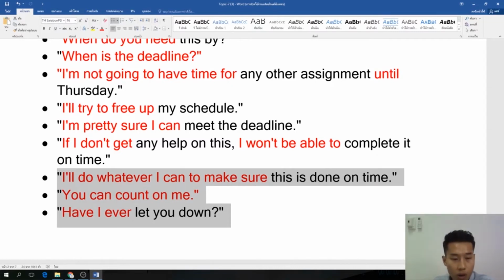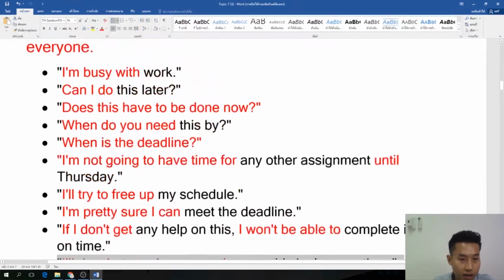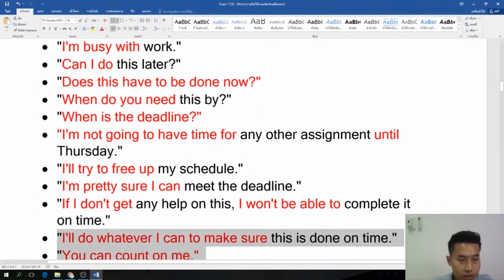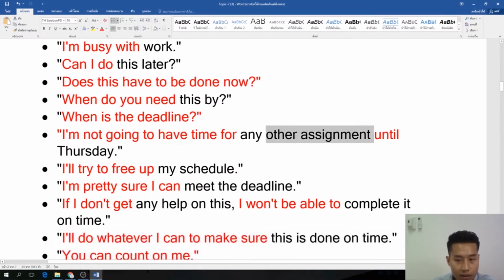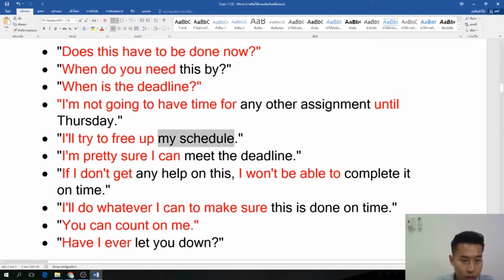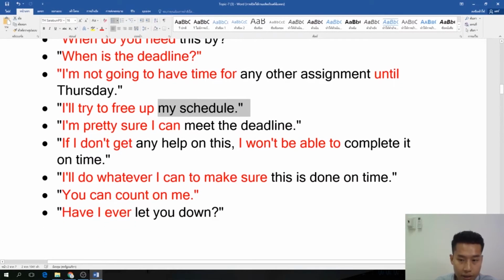That's the reason why we call it "let you down." Have I ever let you down, right? Okay. So right now we're trying to repeat assignments. We know already, right? Assignment, another job, another text, schedule, timetable, right? Okay. Complete.